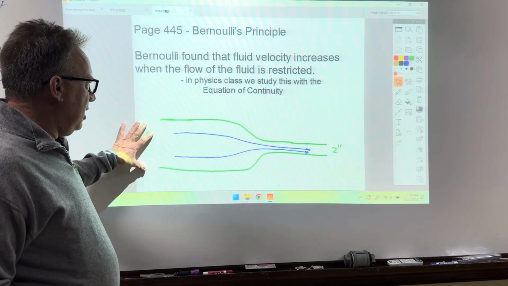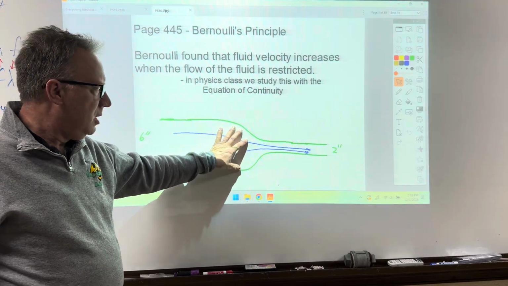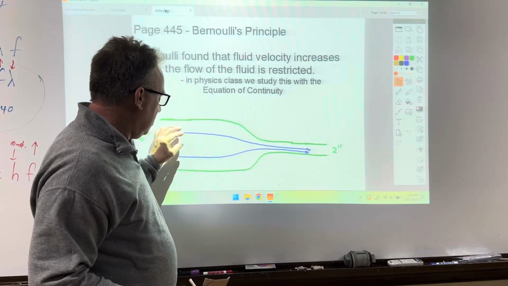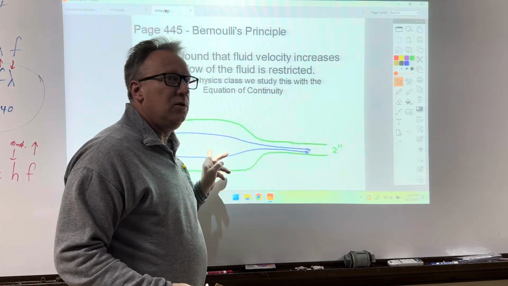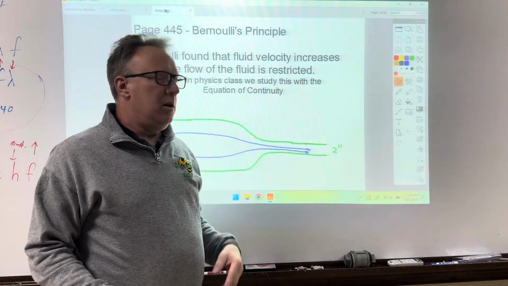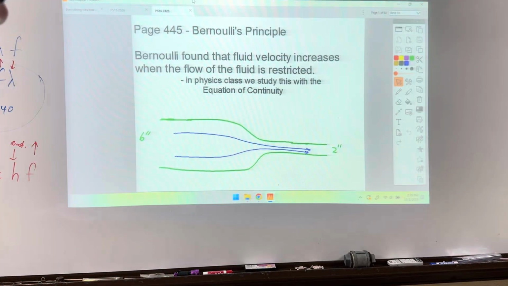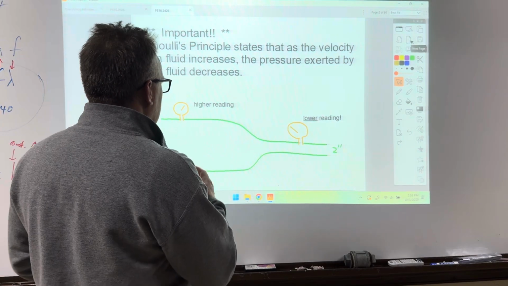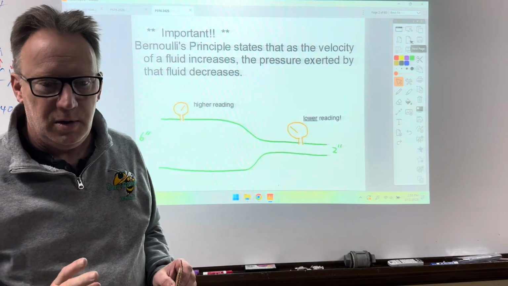But the idea is if you've got something moving fast, a fluid, now when it constricts down, it has to speed up because mass has to be conserved. So all of these molecules have to get through there. They have to go faster to get through there. What happens is something very surprising. The pressure, you would think, using intuition, would have to go up, but it goes down. It just does.